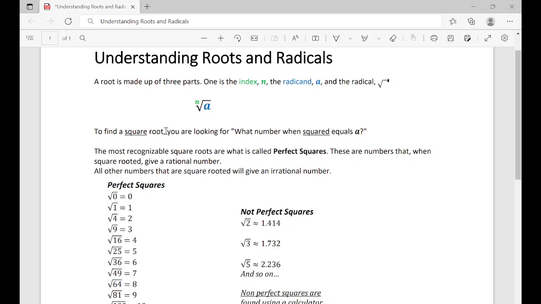To find a square root, you are essentially looking for what number, when squared, equals a. The most recognizable square roots are what are called perfect squares. These are numbers that when you square root them, give you a rational number, a nice number. All other numbers that are square rooted will give you something irrational.